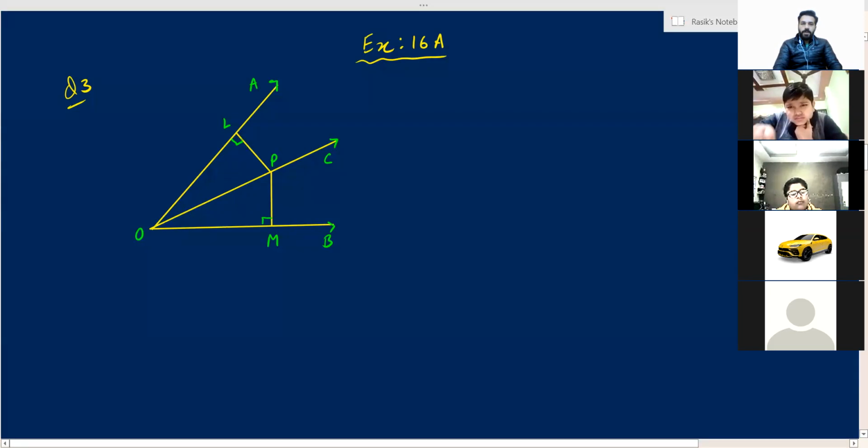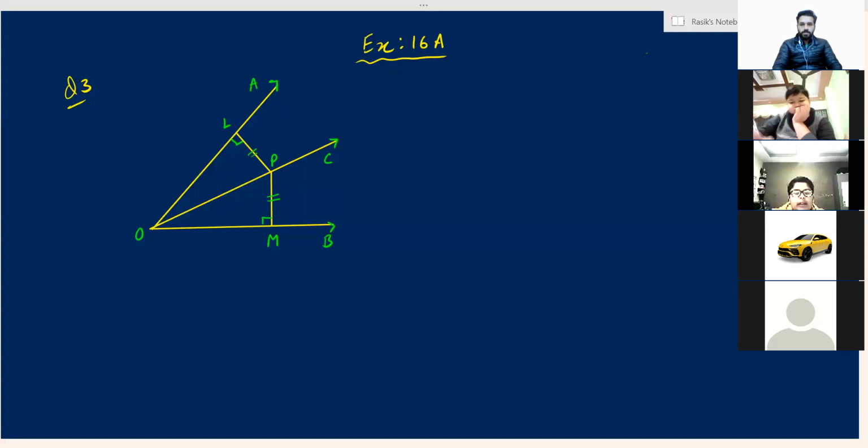And PL is given equal to PM in the question. It is given. If you read the question properly, you will see that PL is given equal to PM. And angle PLO equals angle PMO. Therefore, this makes triangle PLO congruent to triangle PMO by the rule RHS: right angle, hypotenuse, and side. Right. Got it, all of you?